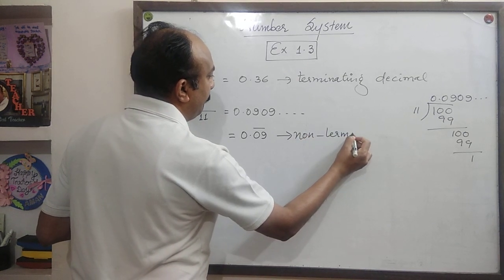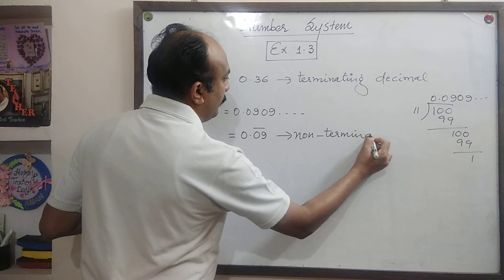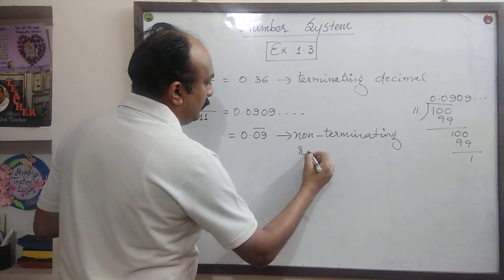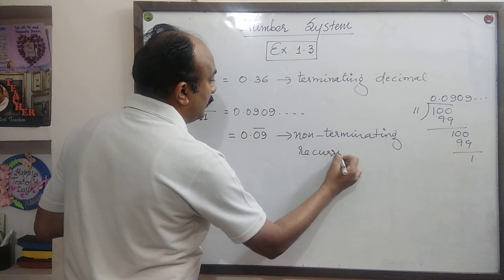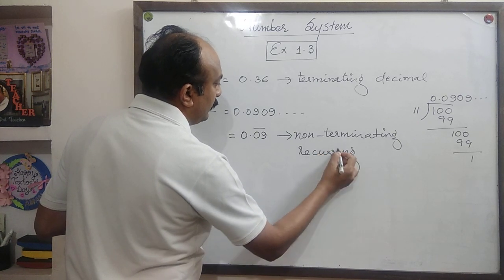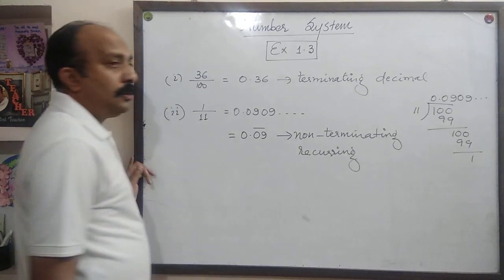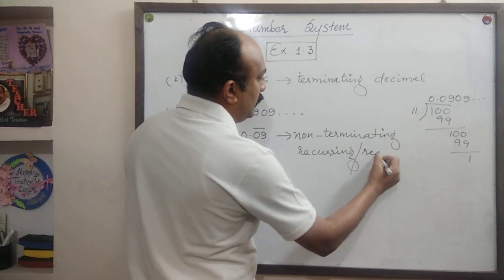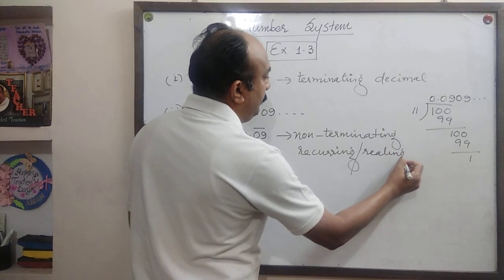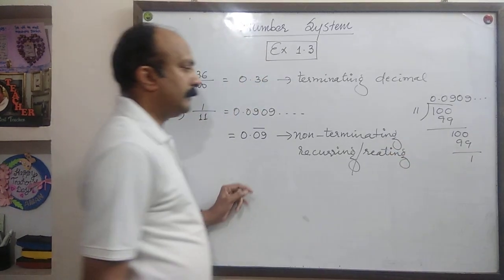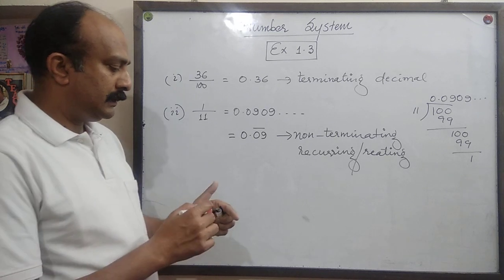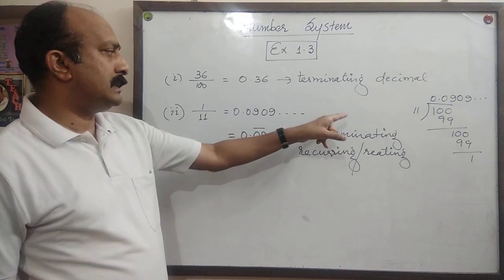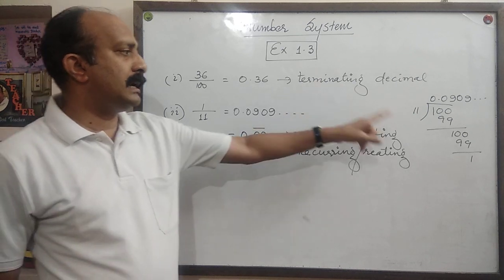This type of decimal is called non-terminating recurring decimal. Non-terminating recurring, or it is also known as non-terminating repeating decimal. I repeat, 0.0909 dash dash dash. Why did we put this dash dash?